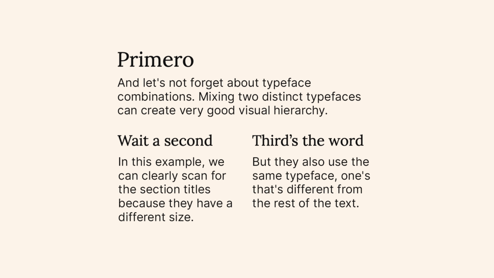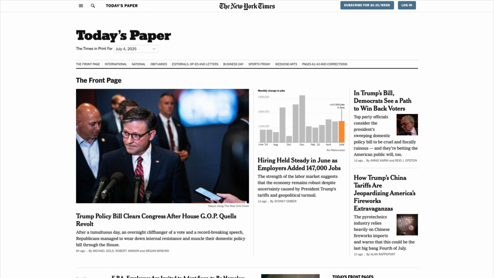In this example, we can clearly scan for the section titles because they have a different size, but they also use a different typeface from the rest of the text. Hierarchy is important everywhere, but even more so in news or magazine websites where there's tons of text content. Looking at the New York Times website, we can clearly get a sense of that hierarchy. The article titles are bigger, bolder, the different sections are labeled differently, so we can scan the information right away.